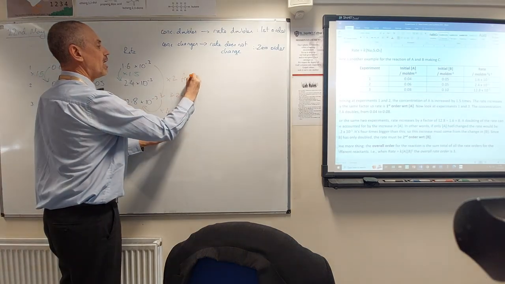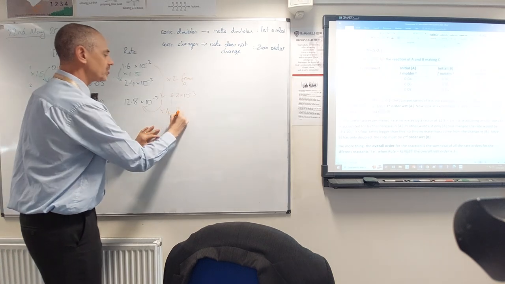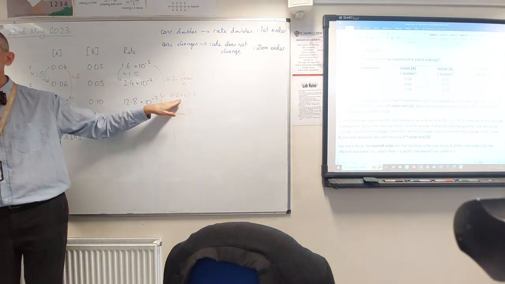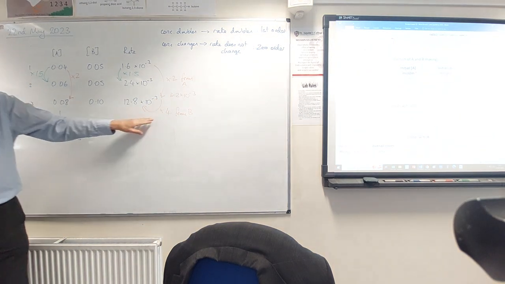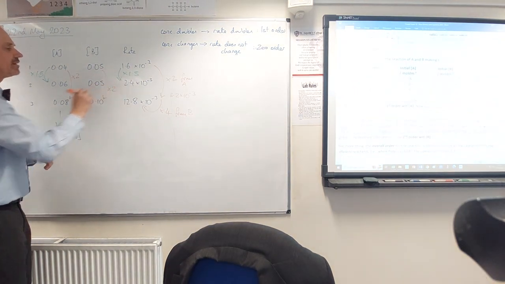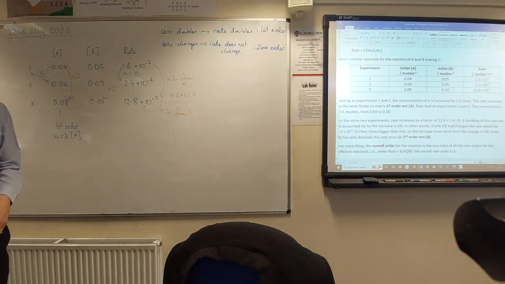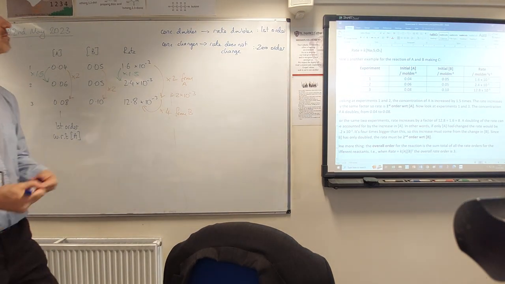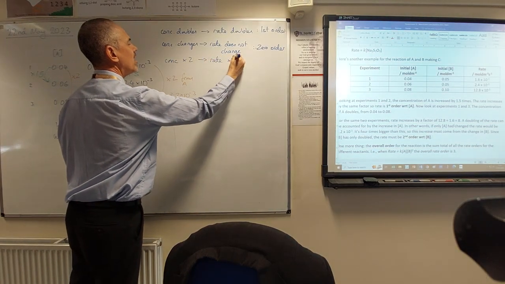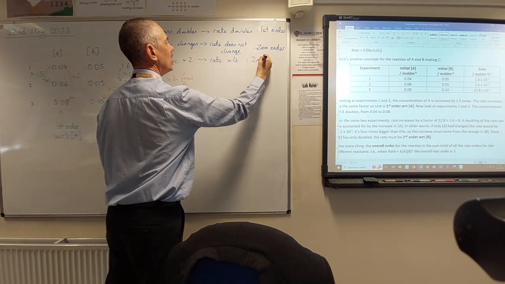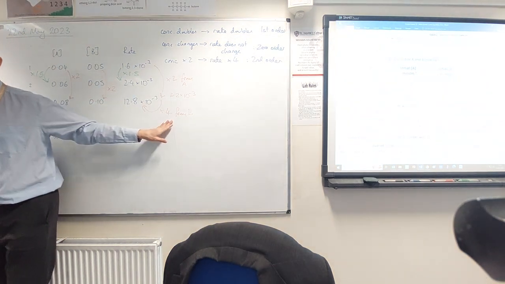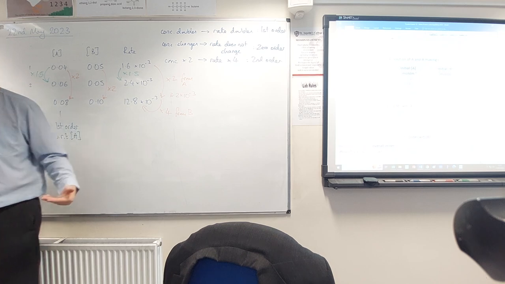So the times 2 is from A. The times 4, therefore, must all come from B, because we've already accounted for the times 2. So it's gone up by a factor of 4 from B, but if we look at the change for B, it's only doubled. So what does this mean? Well, if concentration's doubled and the rate has gone up by 4, 2 squared is 4, so it's second order.